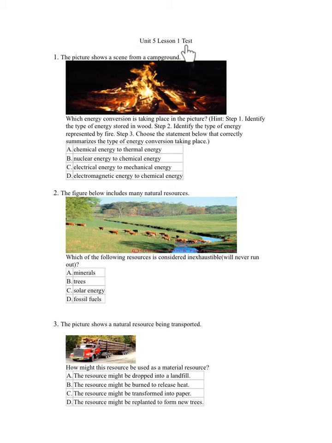Unit 5, Lesson 1 test. Number 1. The picture shows a scene from a campground. Which energy conversion is taking place in the picture? Hint, Step 1. Identify the type of energy stored in the wood. Step 2. Identify the type of energy represented by the fire. Step 3. Choose a statement below that correctly summarizes the type of energy conversion taking place.